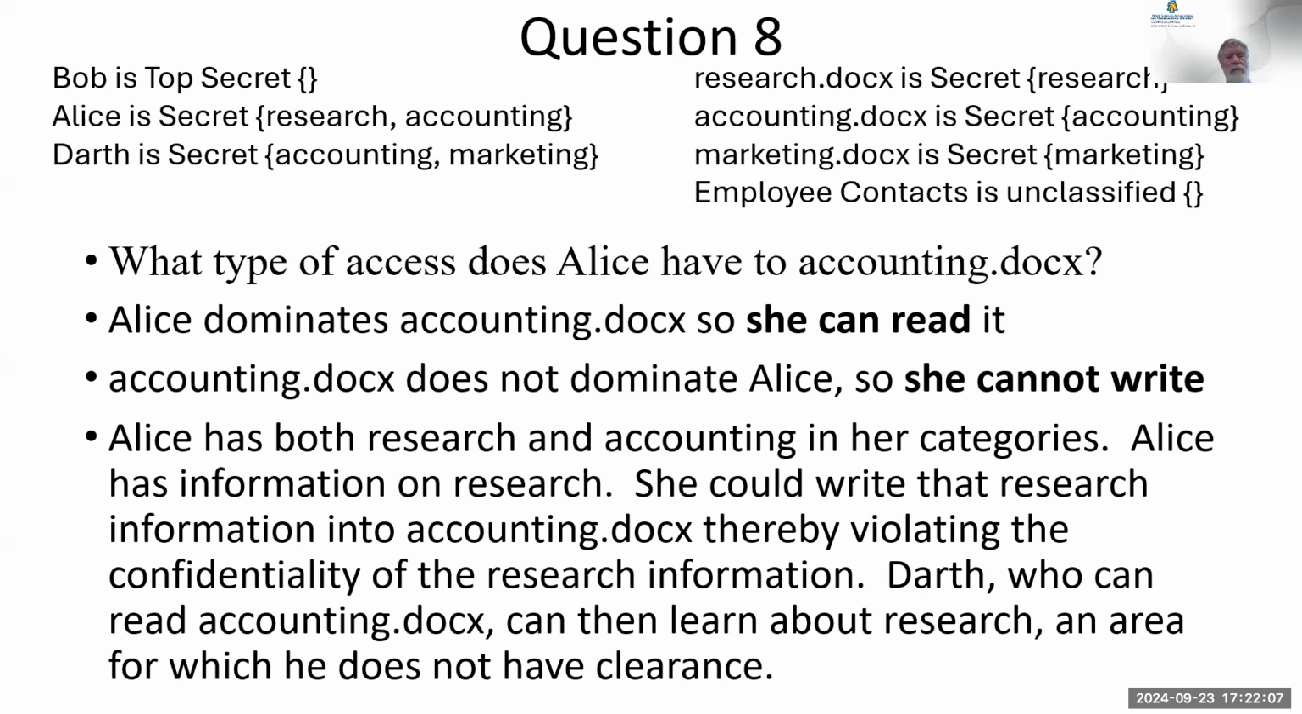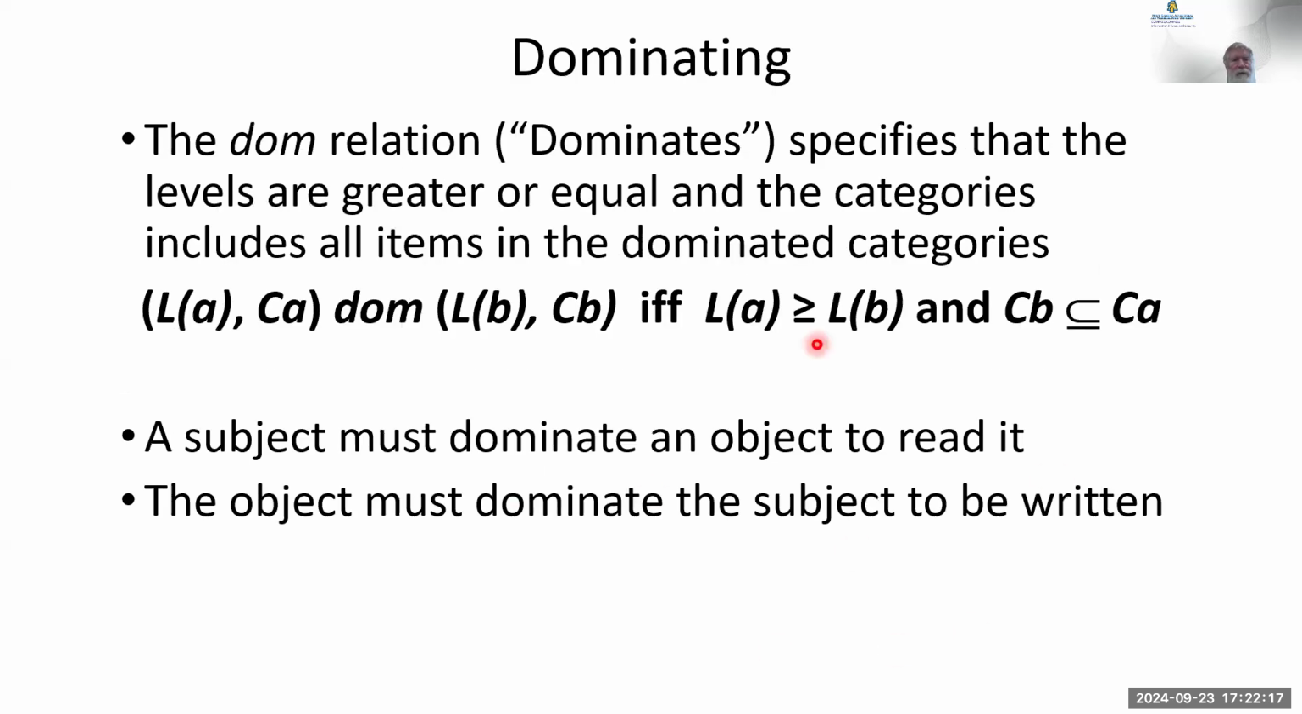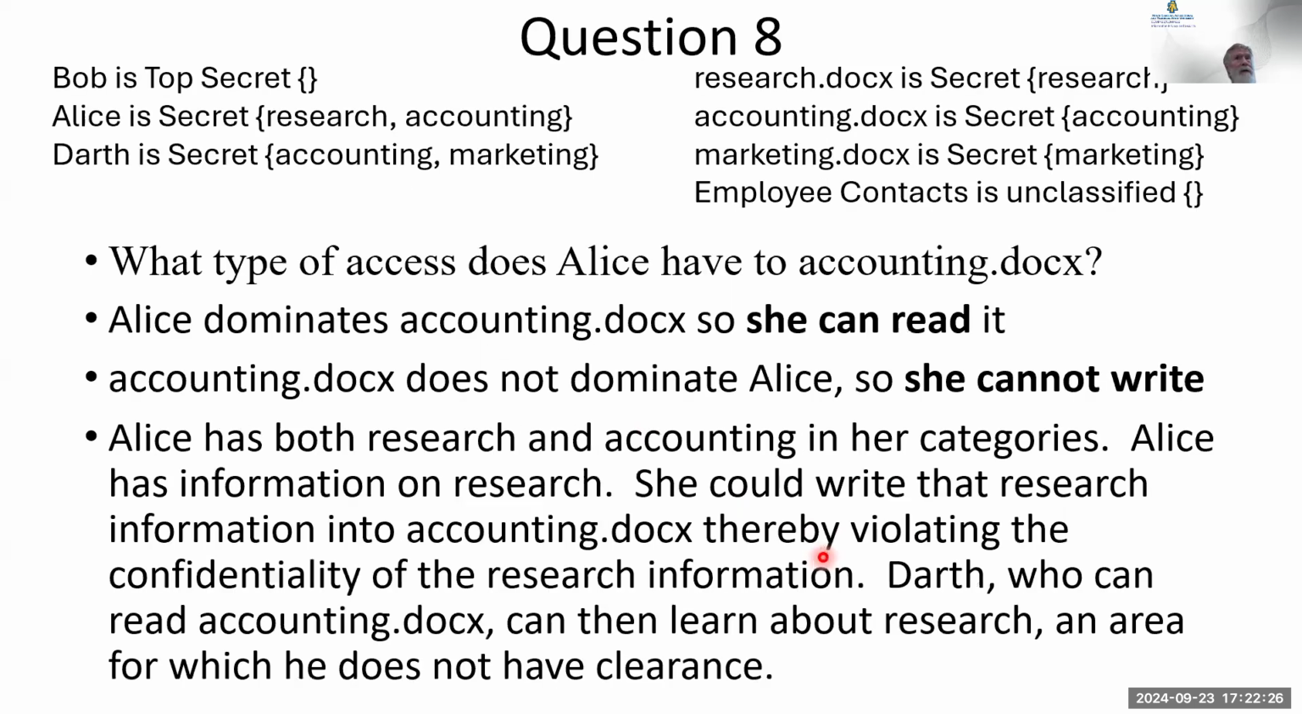Okay, yes, we're talking about the strong star rule, which says you can write up, read down, and read and write at the same level, but the star rule has to follow the dominating requirement. That works if you don't think about the categories. But when you add the categories, as we did, and this question does use categories, then you have to follow the categories. Do you see how we could release information about research to people who can't see it?